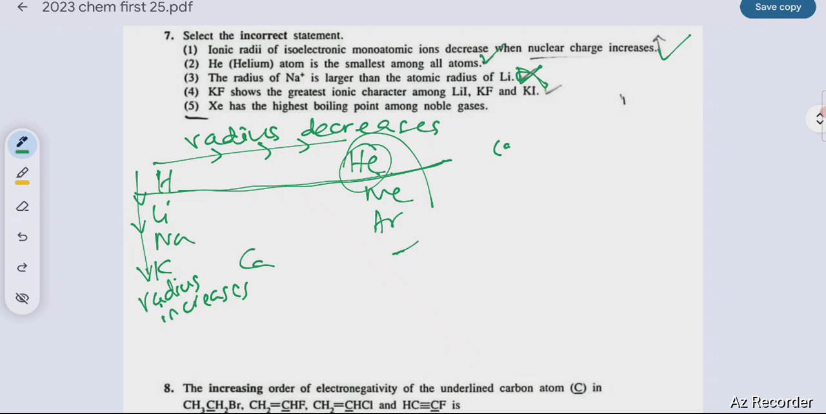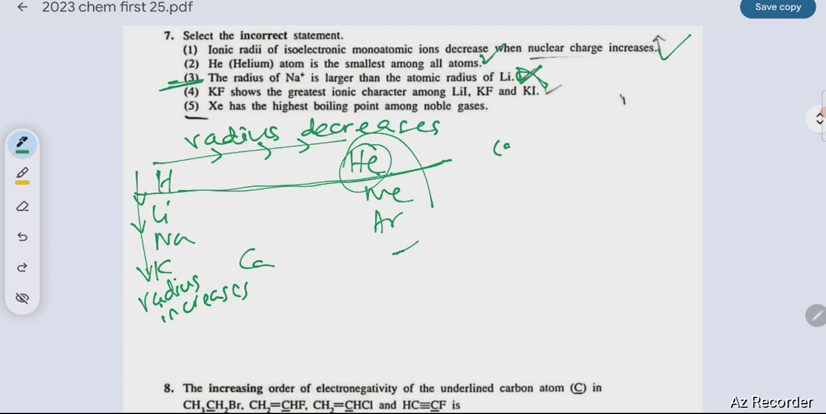Why? Because it has more protons. When the number of protons is higher, they are getting a plus charge, so the energy levels are shifted more towards the nucleus. Therefore, the radius will be lower for sodium plus than lithium. So that is wrong. The third one we can get as an answer. Again, we'll see the others as well.